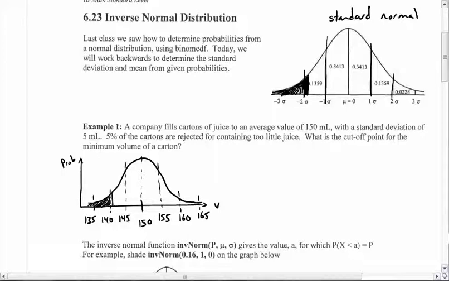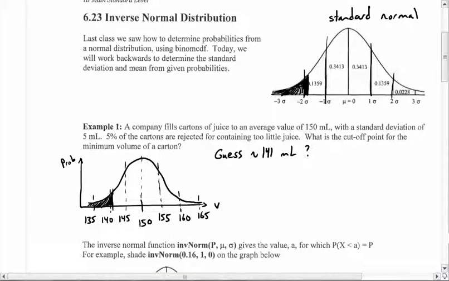So we need definitely between 2 and 3 sigmas, and just a little bit more. Using that, you can estimate where you think the cutoff point should be. It looks like it's just a little bit bigger than 140, maybe about 141 milliliters.